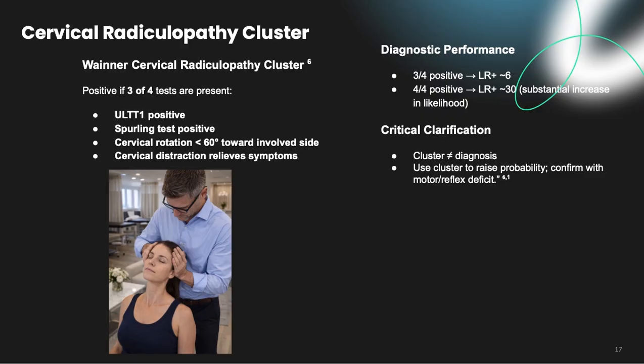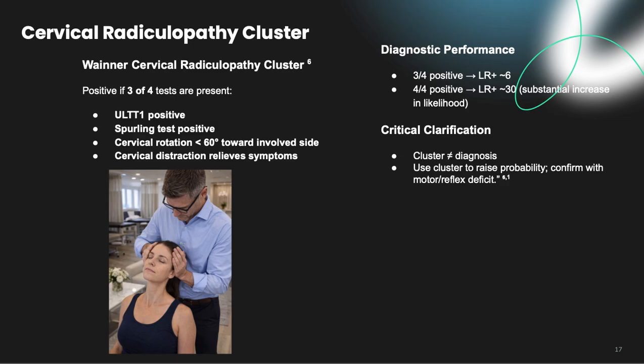Okay, but here's the important takeaway from this. These cluster tests are not a substitute for a neurological exam. So provocation mechanosensitivity findings like your upper limb tension testing should be interpreted alongside motor, reflex, and sensory deficits to improve diagnostic precision. The bottom line here is that the cluster simply raises the probability, but it isn't a diagnosis. You need to have objective motor or reflex deficits to call it a radiculopathy. The cluster strengthens your reasoning, but it doesn't bypass your testing here.